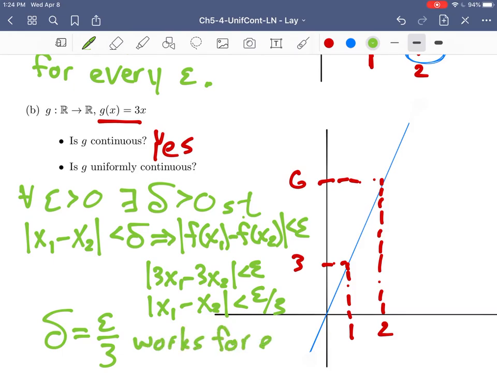This choice of delta works for every epsilon. No matter what choice of epsilon we might choose, as long as our x values are within 1/3 of that value of epsilon, then we can be certain that our y values, the function values, are going to be within epsilon units of each other. All right, in the next video we will take a look at some more properties of uniformly continuous functions.